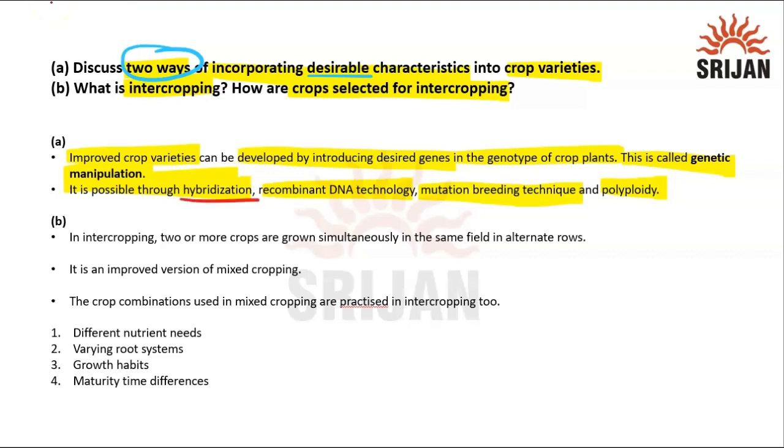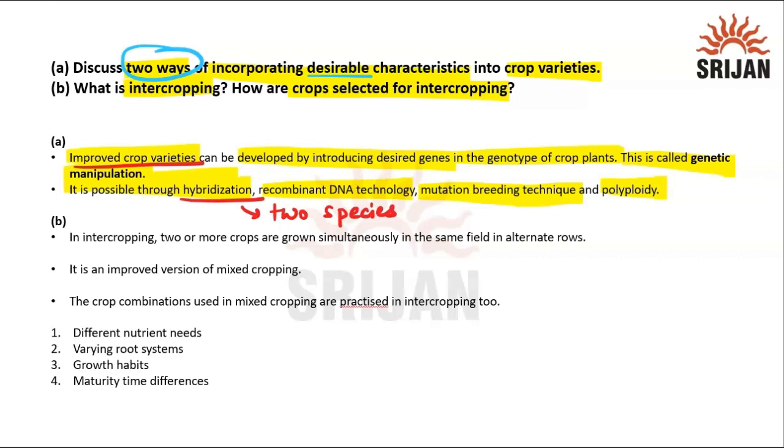So in hybridization, you are selecting two species. Remember, in hybridization, you are creating a hybrid. In order to create a hybrid, you have to have two different species, and these species depend completely upon the criteria or the characteristics that you need in your crop variety. You cross them and you get the product out of it, and that's how you utilize hybridization. So these are the two ways through which you can improve your crop varieties.